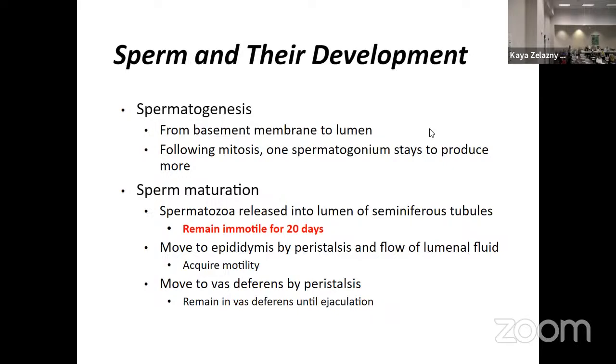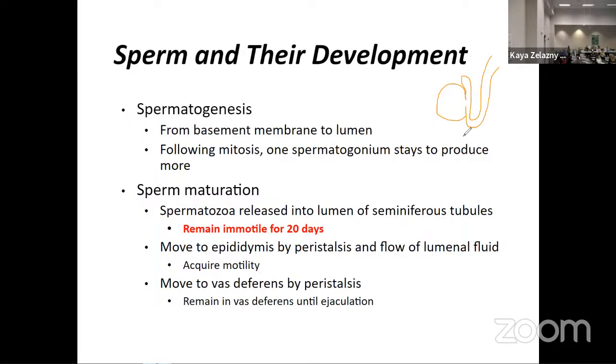Okay, so we're moving from the, here's the testis, right? There's our epididymis sitting on top, tail going up into the vas deferens. Okay. Right. So our seminiferous tubules were here. So this is where we had our spermatozoa. Right? They move into the epididymis by peristalsis, and also by the fact that there's fluid flowing in the lumen of the seminiferous tubules. So there's movement going on, and that continual flow of fluid is also pushing them forward.